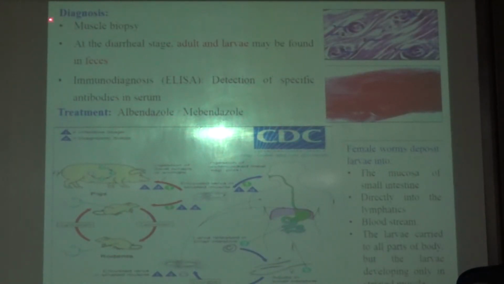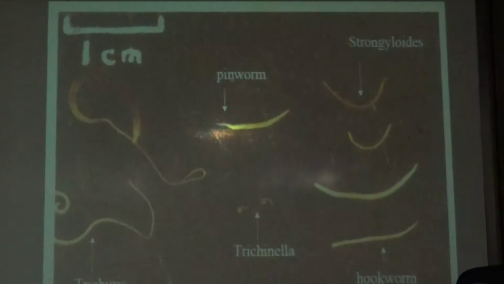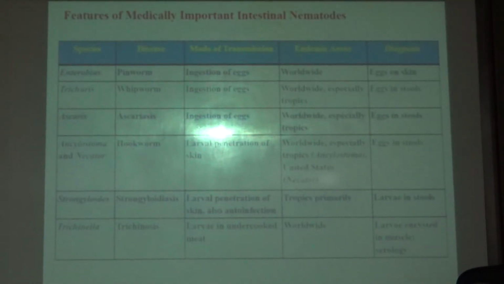For diagnosis, if the larvae are found in muscles, then a stool sample will be of less use. If you can do a muscle biopsy, you can see the larvae in the muscles. If the patient is having diarrhea, then adults and larvae may be found in feces. For diagnostic purposes, ELISA is important. Treatment is the same, albendazole and mebendazole.